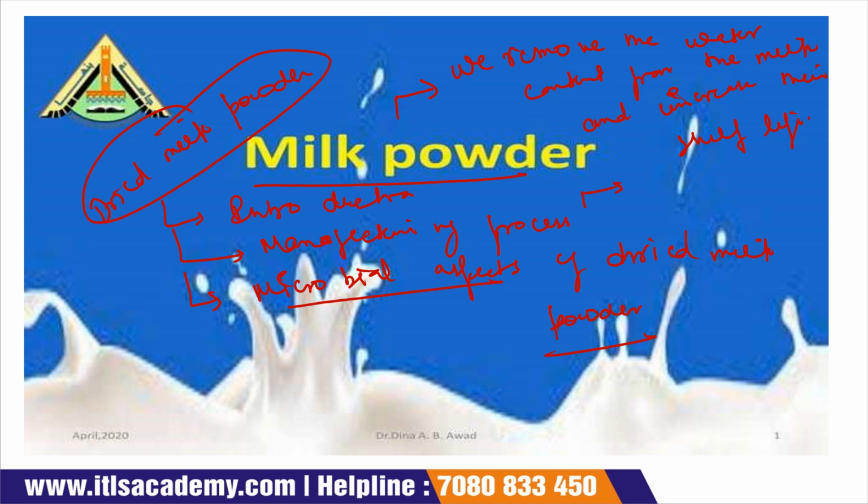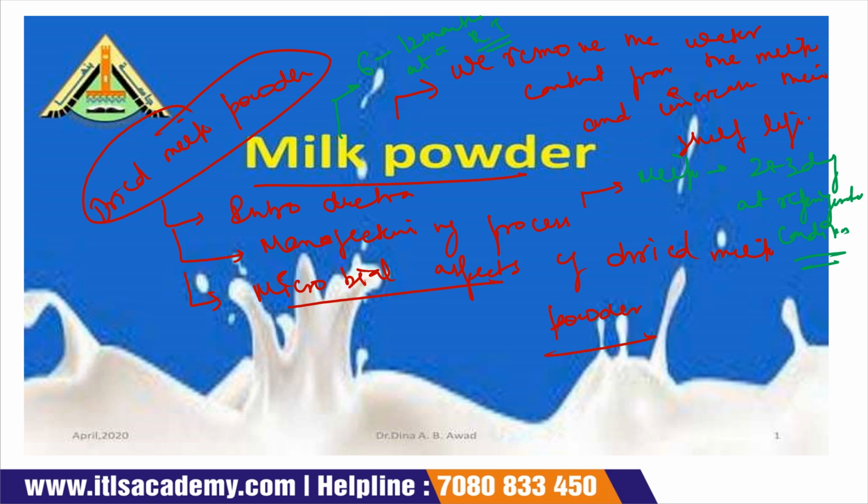We all know that the shelf life of normal milk is around 2 to 3 days at refrigerated condition. It is very important: at refrigerated condition. But the shelf life of this milk powder is around 6 to 12 months at room temperature.